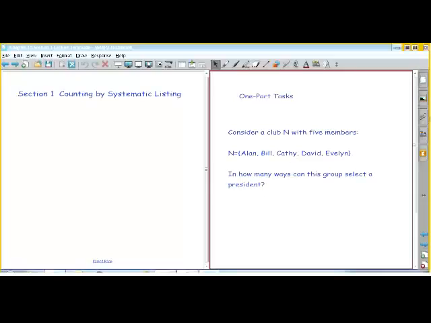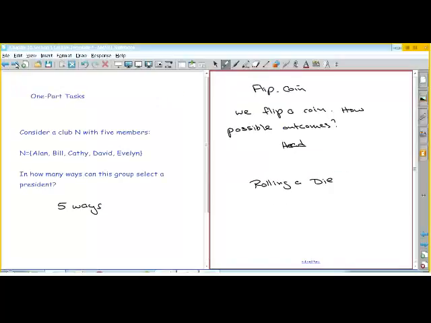So in how many ways? The answer is 5 ways. Simple situation. Let's look at 2 other simple cases.